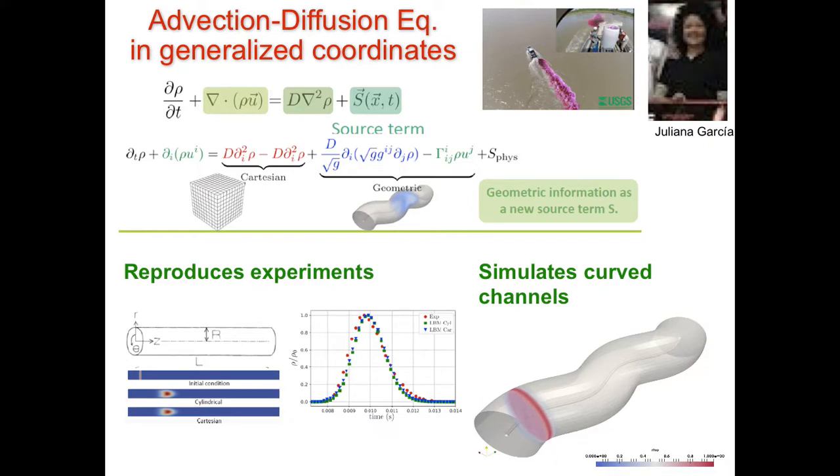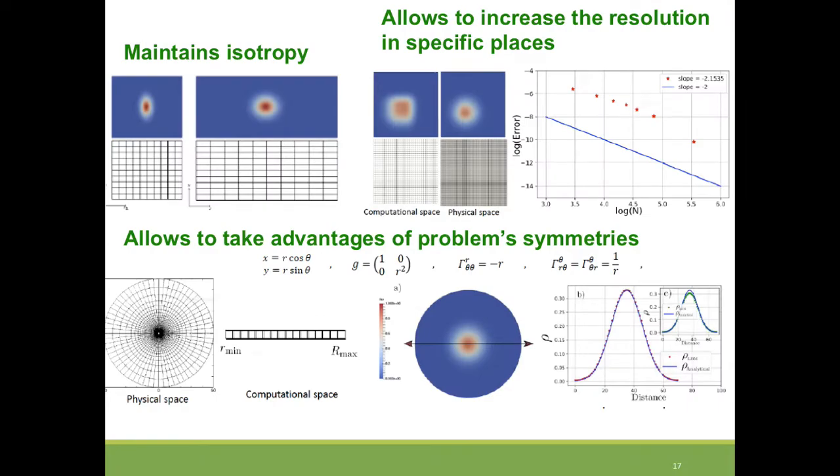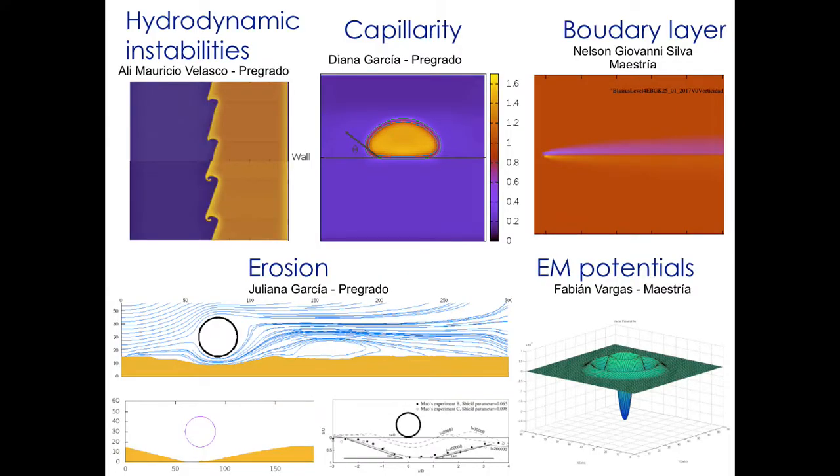We have also developed recently a Lattice Boltzmann model to simulate the advection diffusion equation in generalized coordinates that reproduce experiments and simulate Hilbert channels. This technique of using generalized coordinates allows us also to maintain isotropy and to increase the resolution in specific places, as finite elements does. And it allows us to take advantage of problem symmetries. We have also used Lattice Boltzmann to simulate hydrodynamic instabilities, capillarity, boundary layers, erosion, and the electromagnetic potentials in 3D.